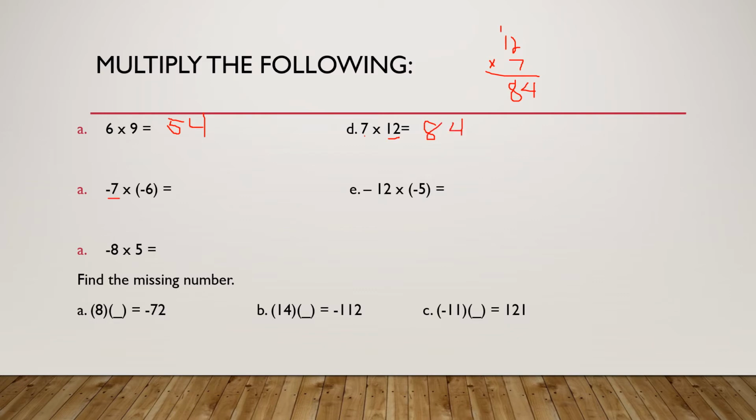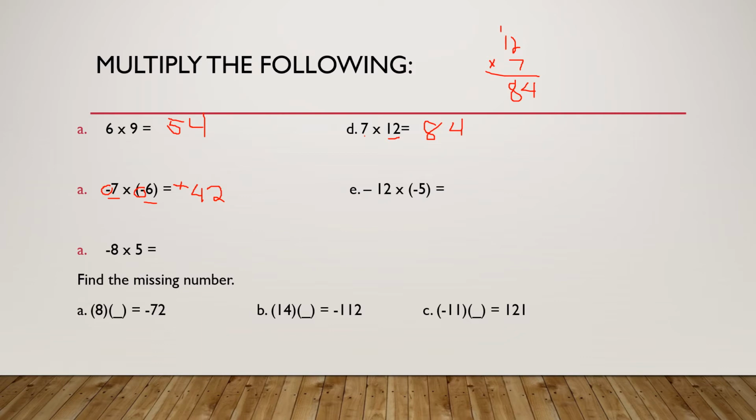Now we have here negative 7 times negative 6. And we know that if we multiply two numbers with the same sign, the product is positive. So we have positive 42. Why? 7 times 6 equals 42. So negative 7 times negative 6 equals positive 42. Okay?